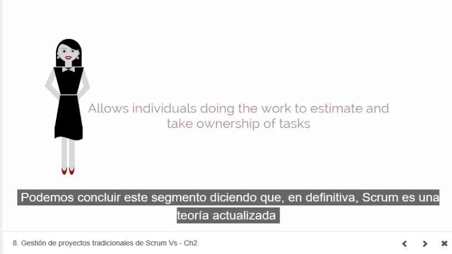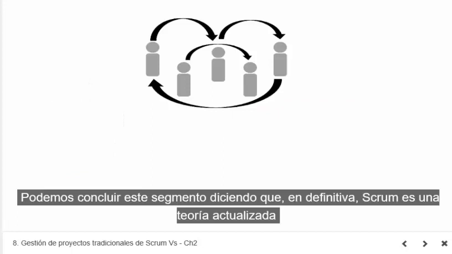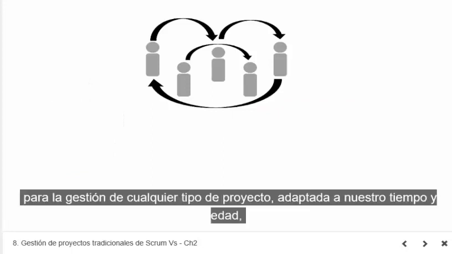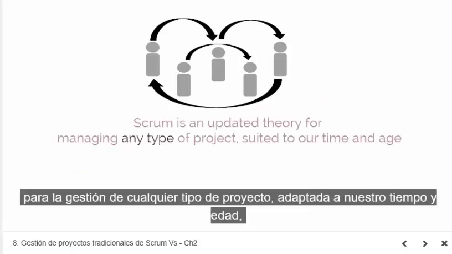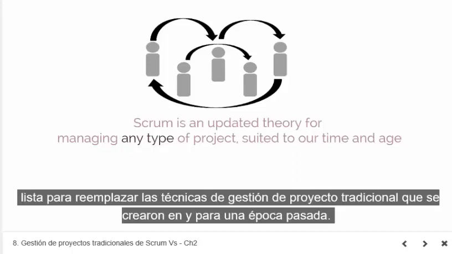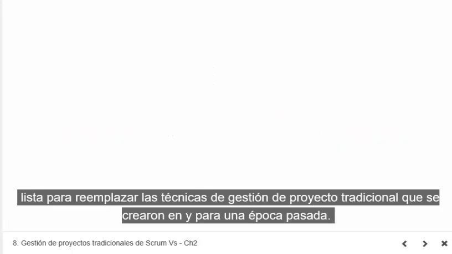We can conclude this segment by saying that all in all, Scrum is an updated theory for managing any type of project, suited to our time and age, ready to replace the traditional project management techniques that were created in and for a bygone era.